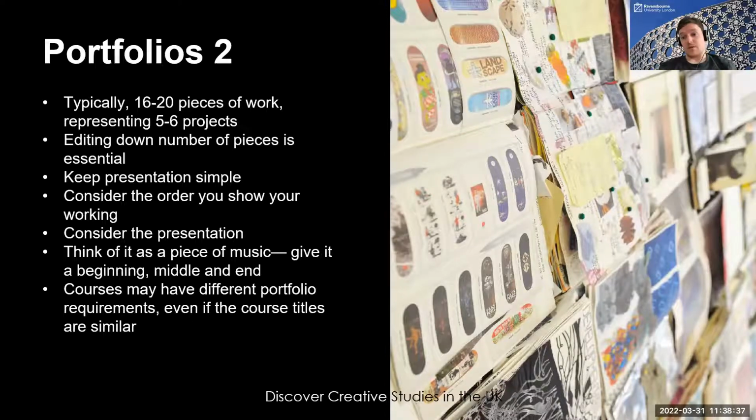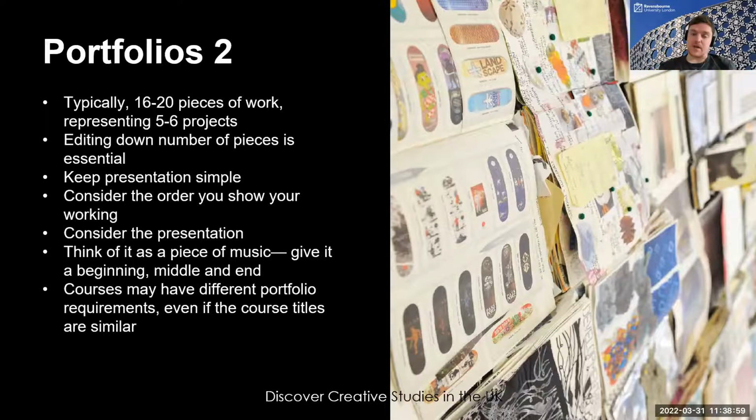Photography is obviously really important, but the words that you apply to that photography can really help accentuate what you're trying to get across with your work, and the detailed information about your projects. Consider the order you're showing your work. Different interviews at different universities will be varying in lengths. Some interviews may be 20, 25 minutes, some might be up to an hour.